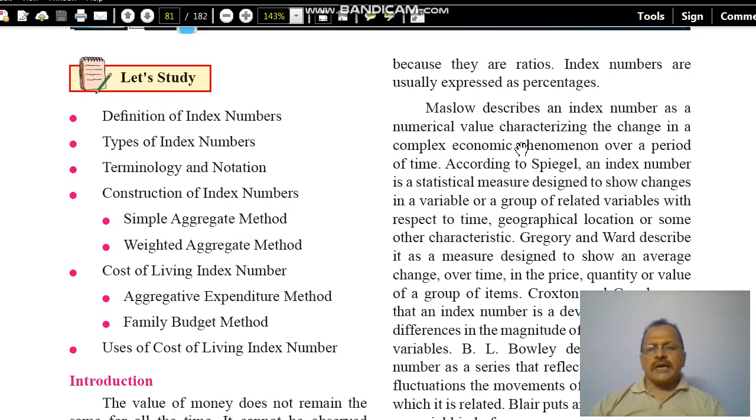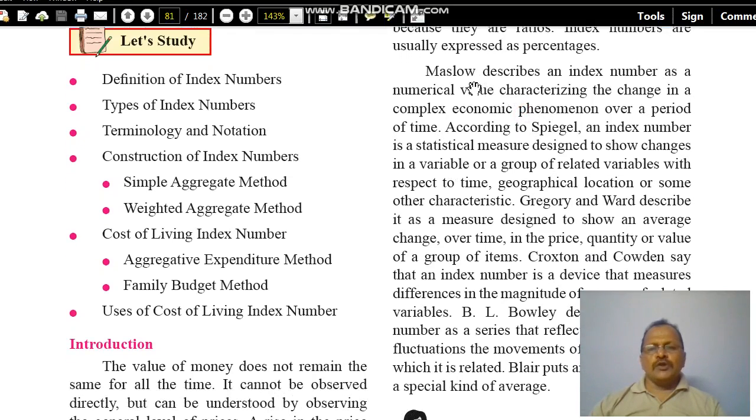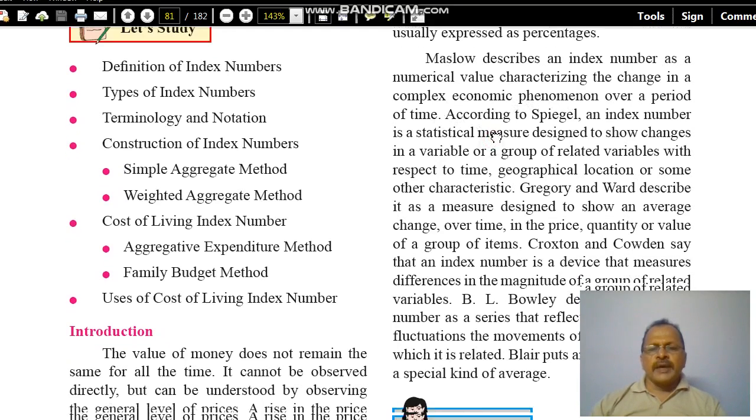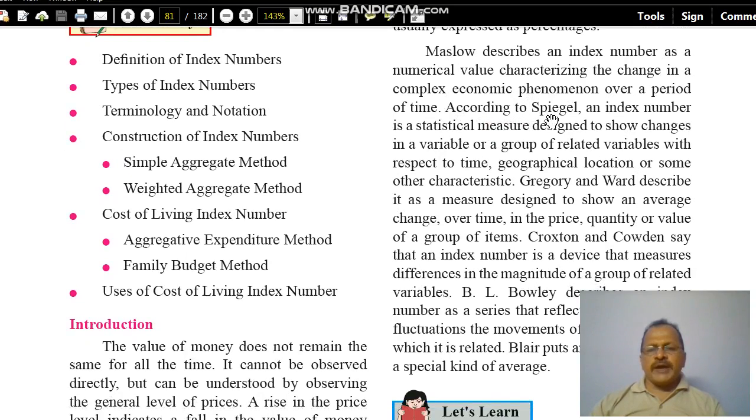Maslow describes an index number as a numerical value characterizing the change in complex economic phenomenon over a period of time. According to Spiegel, an index number is a statistical measure designed to show changes in a variable or group of related variables with respect to time, geographical location, or some other characteristic.